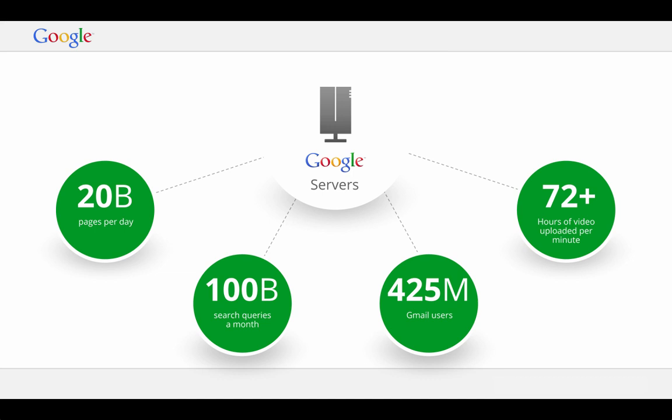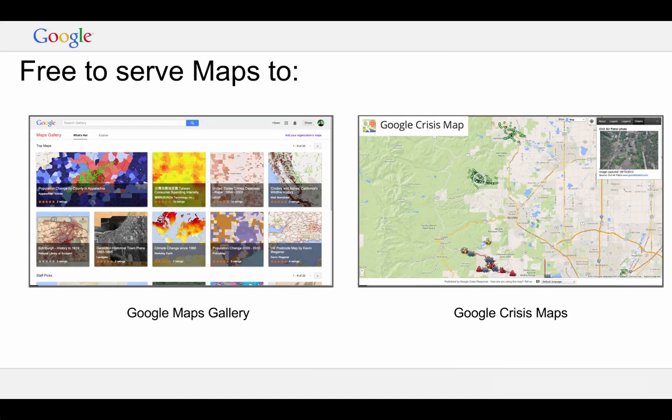They're designed for it. And so when you put data into Google Maps Engine, you can rest assured that data is going to scale, that it's going to be able to handle even the most crazy traffic that we've ever seen. And if you put that data into Google Maps Engine, it's then free for you to be able to serve it through two properties, one being the Google Maps Gallery, and the other being Google Crisis Maps.